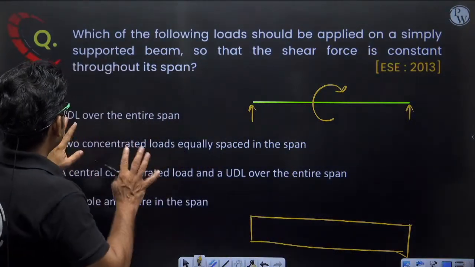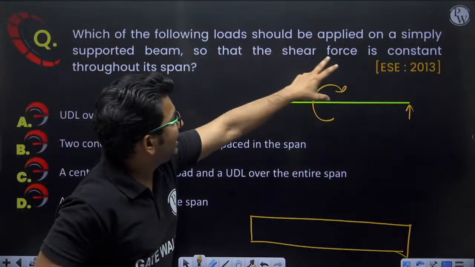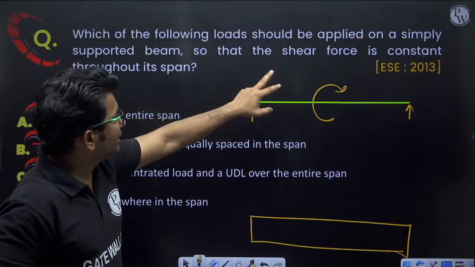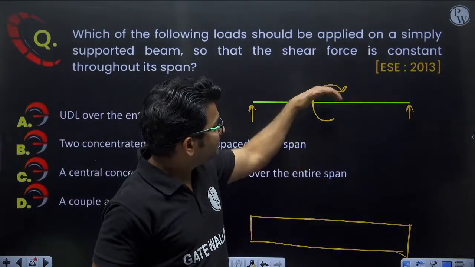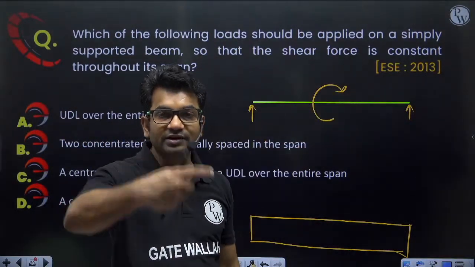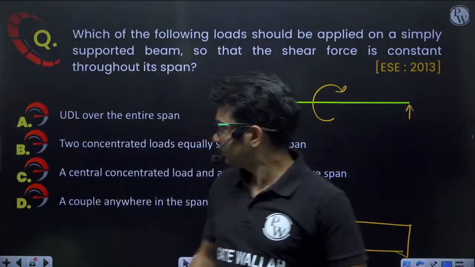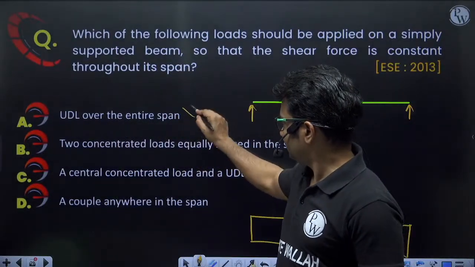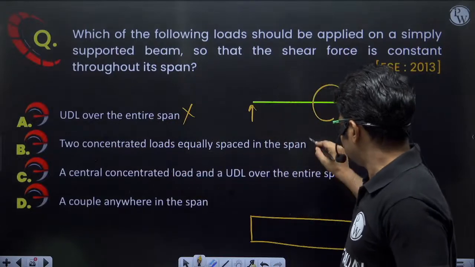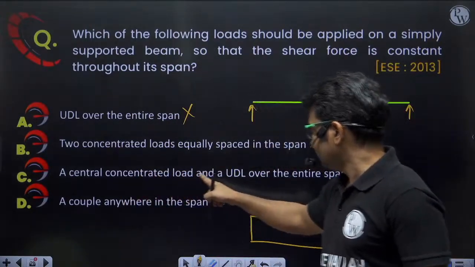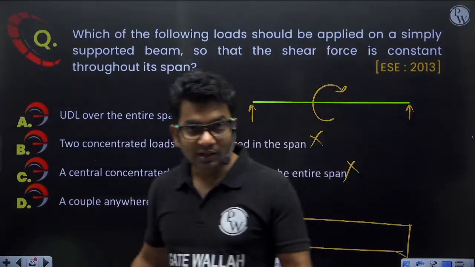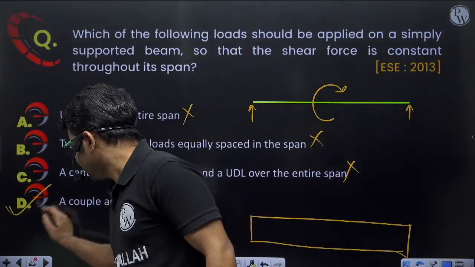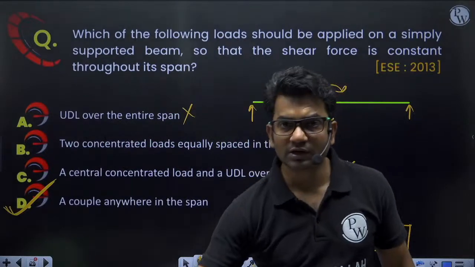So which type of loading should I apply so that the shear force is constant throughout the span? I should apply a concentrated moment anywhere in the span. UDL over the entire span? No. Two concentrated loads? No. A central concentrated load and UDL? No. A couple anywhere in the span. Couple or moment is the same. So the correct answer will be that option. Clear?